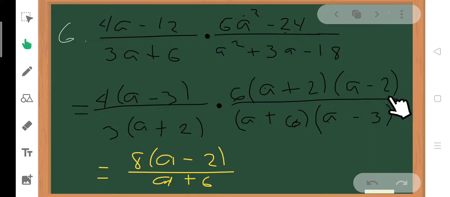of a minus 2. And then for a squared plus 3a minus 18, we have a plus 6 and a minus 3. For a squared, we have a and a. Then for negative 18, we have positive 6 and negative 3, since positive 6 times negative 3 is negative 18. If I combine positive 6 and negative 3, I get positive 3 in the middle term. So these are the correct factors of this trinomial.